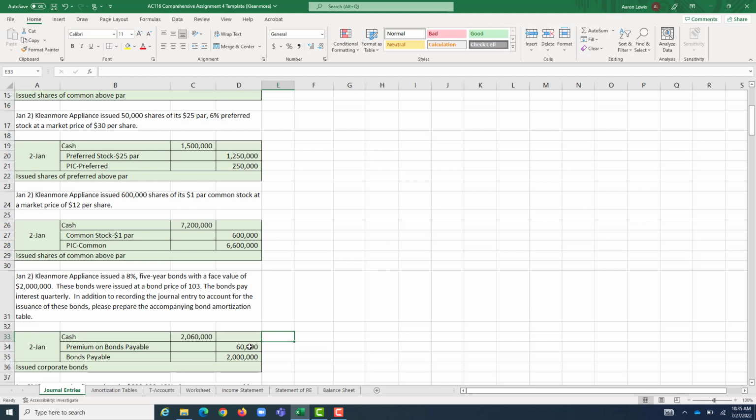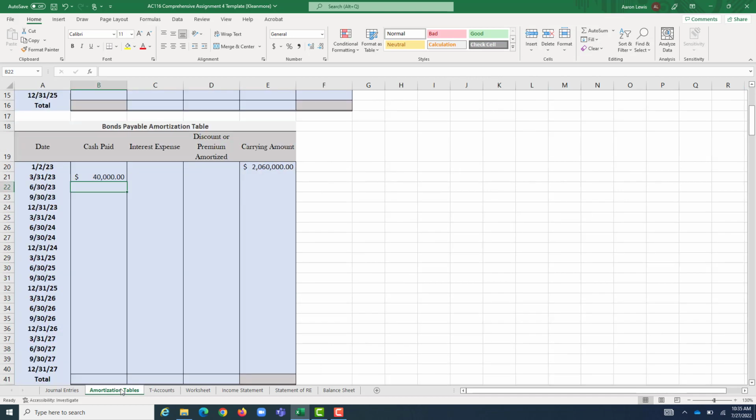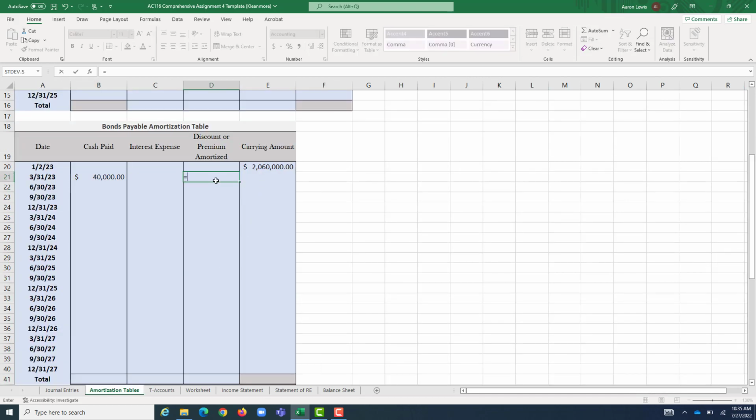And you divide that by the number of times that you will pay interest over the bond's life. These are 5-year bonds. They pay interest quarterly, which means 4 times per year. So if we're paying interest 4 times per year for 5 years, 4 times 5, 20 times. We're going to pay interest 20 times over the life of these bonds. So what I do now is I go back over and I'm going to take that $60,000 original balance of our premium and divide it by the 20 payments that we are going to make. And 60,000 divided by 20 is 3,000.